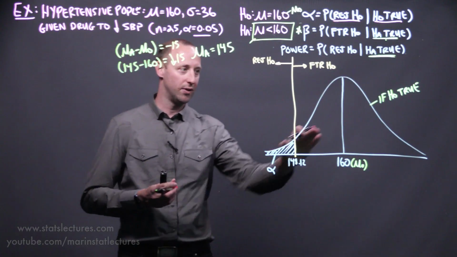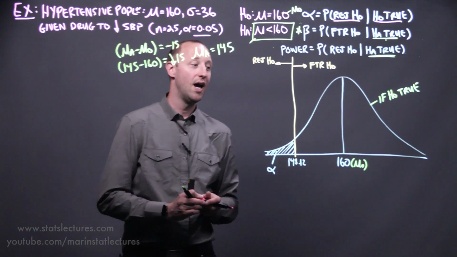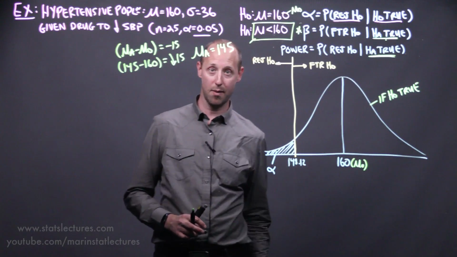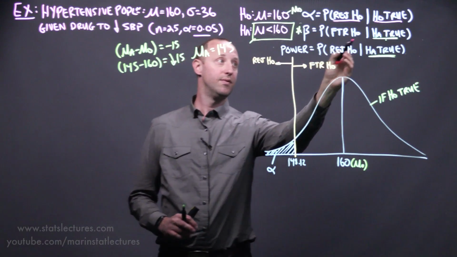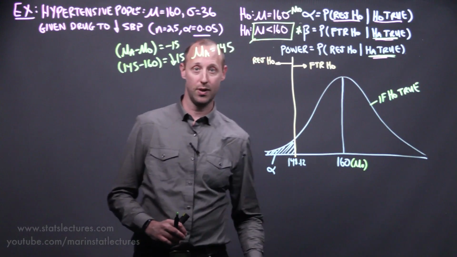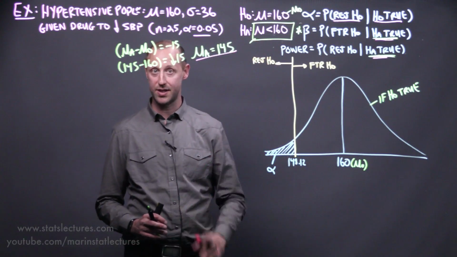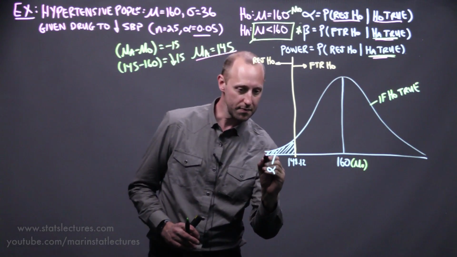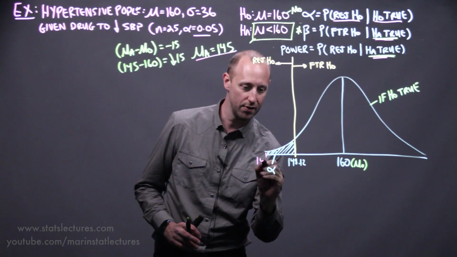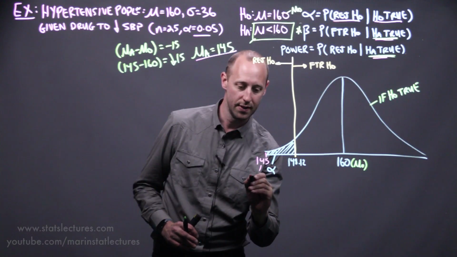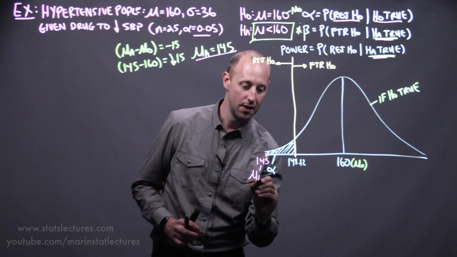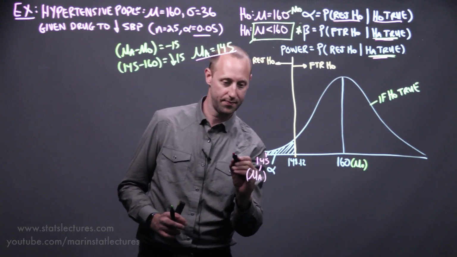Let's draw out the diagram here. This we just talked our way through, and this was under if the null hypothesis is true. So what if the alternative hypothesis is true? Let's suppose that under the alternative, the mean has decreased down to 145. So that's sitting right about here, 145. And again, this is the mean under the alternative hypothesis.